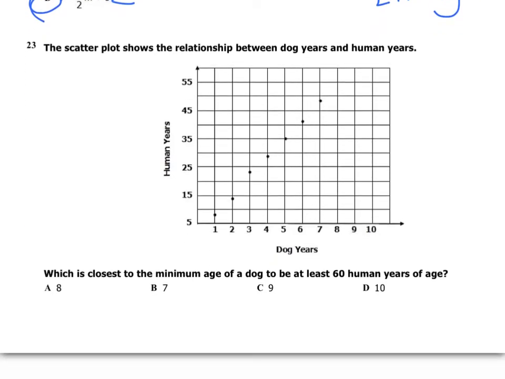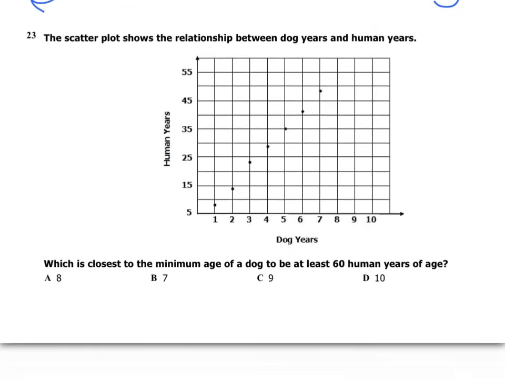3 more questions. The scatter plot here shows the relationship between dog years and human years, which apparently is not a straight line. I always thought it was 1 to 7, but okay, whatever. What is the closest to the minimum age of a dog to be at least 60 human years of age?